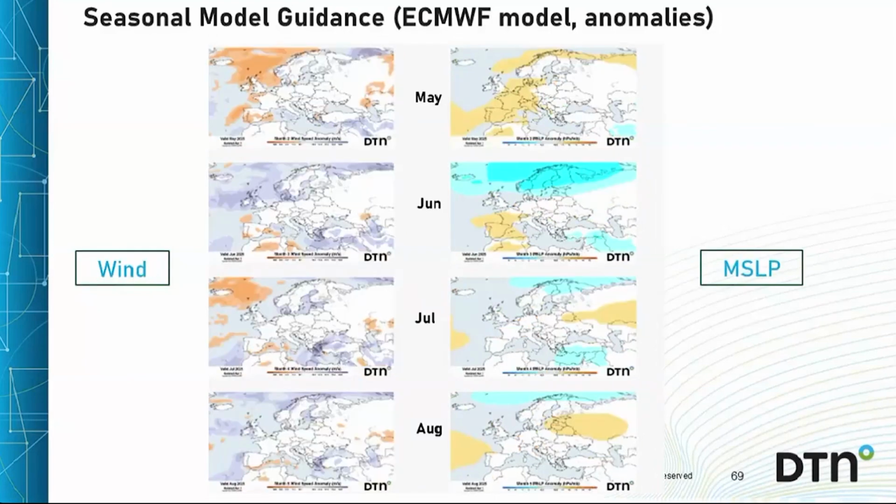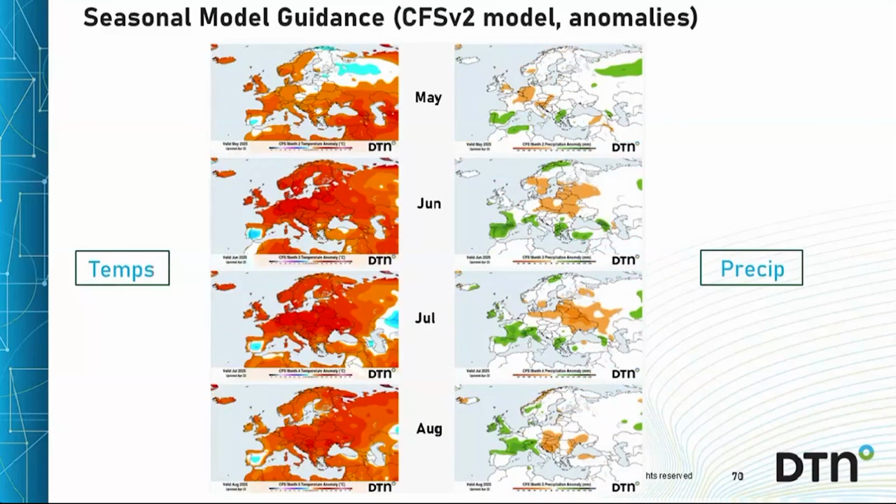Wind output doesn't look too good, even given that it's summer. Some increases at times across northern and northwestern Europe, but generally near or below average. Sea level pressure patterns are a bit washed out, but do show high pressure dominance during May and chances of a more westerly regime in August.